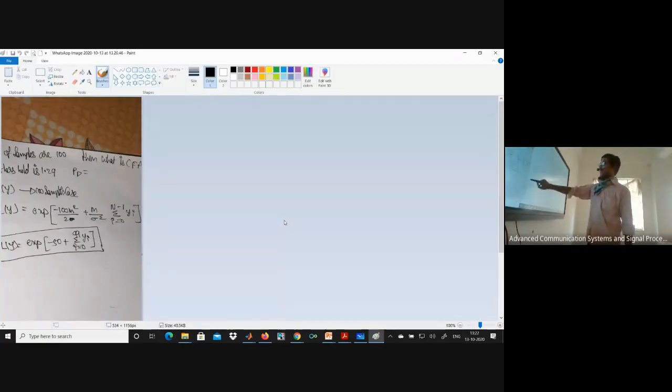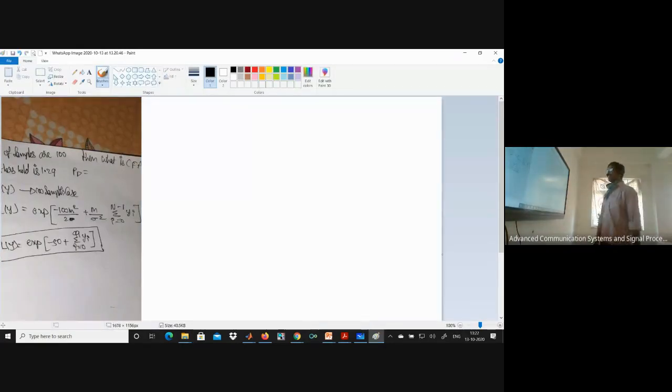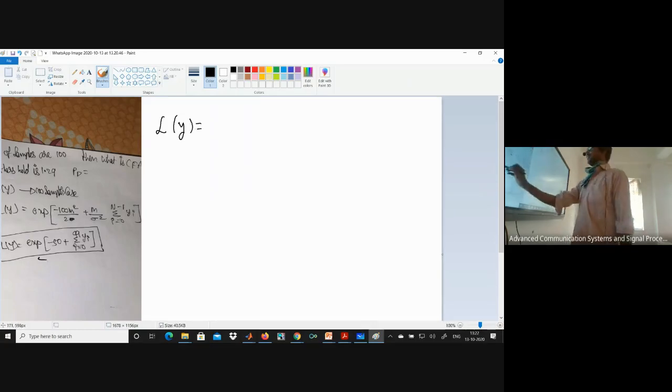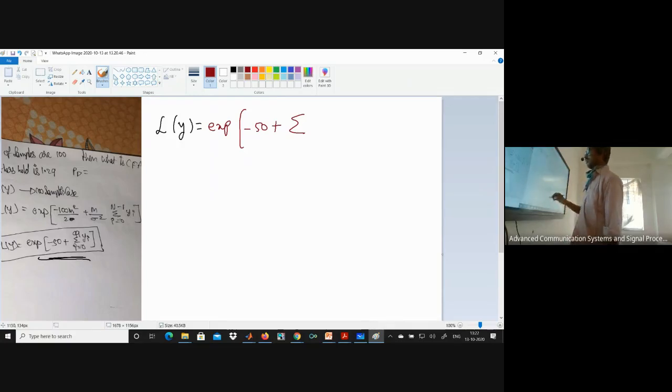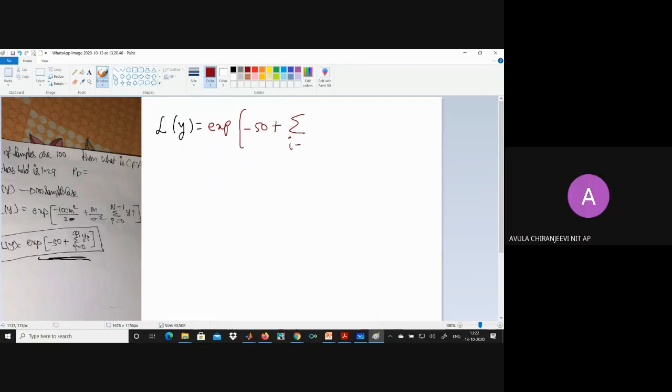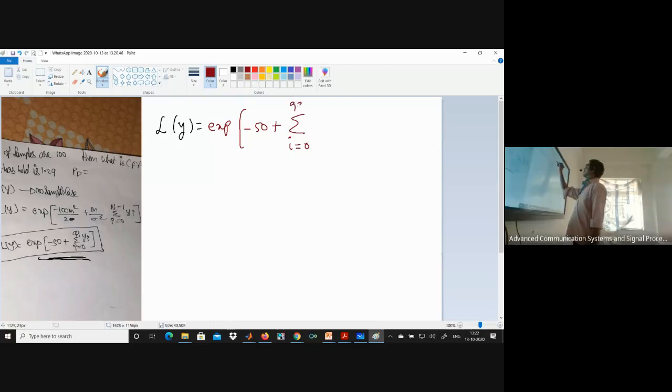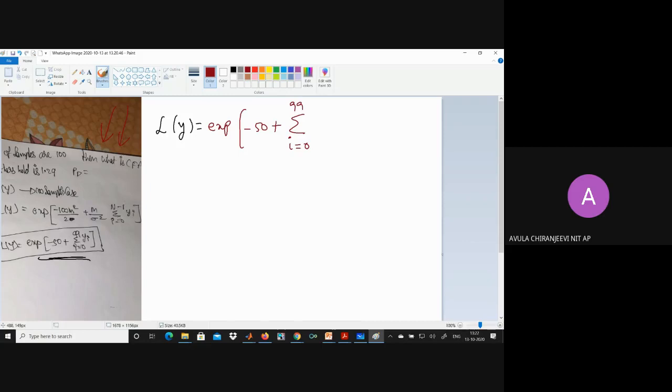Okay, my dear friend, who gave this? So actually L of y is equal to, as was obtained over here. Let me take red, which I used to have. Is my screen visible to you? Yes, sir, visible. Who sent this document? Chiranjeevi, sir. Chiranjeevi, thank you.